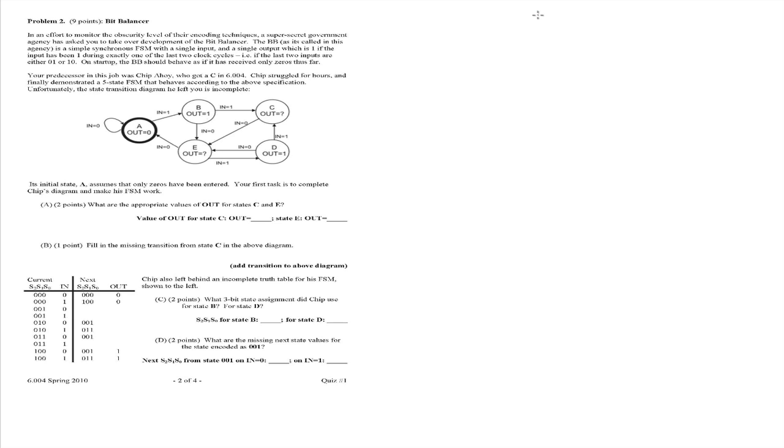Okay, so we were told that the output should be a 1 if it's had a 1 and a 0 for the last 2 inputs, right? So starting in this initial state, A, we have 1, and then we have another 1 if we're going to C. So for C, this indicates that the last 2 inputs were 1. So we want the output to be 0.